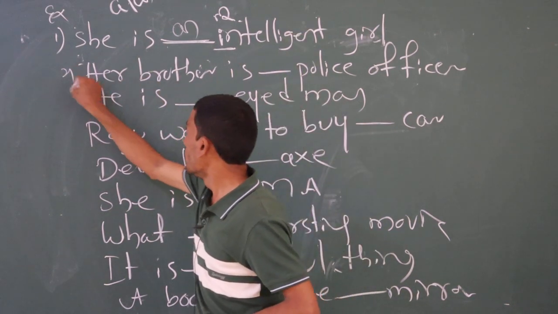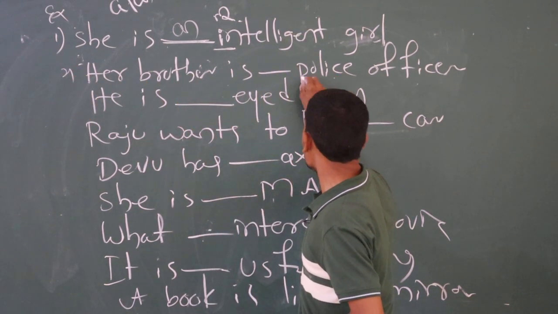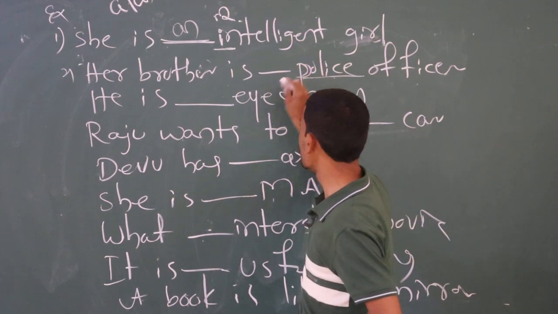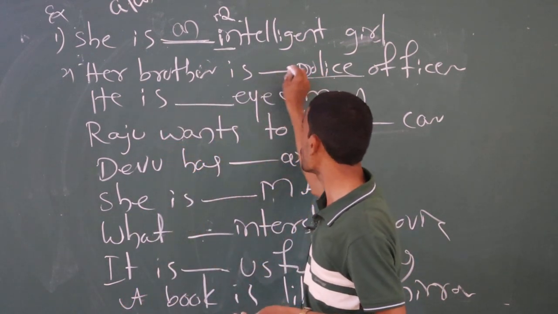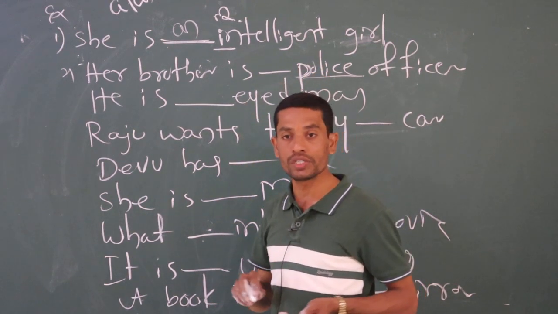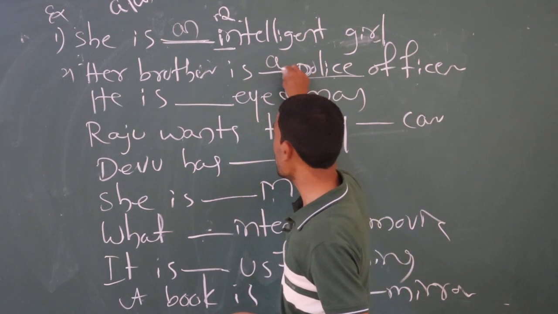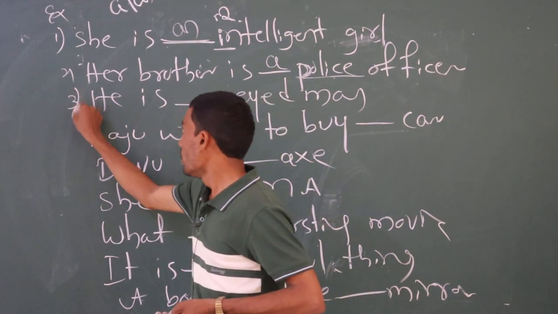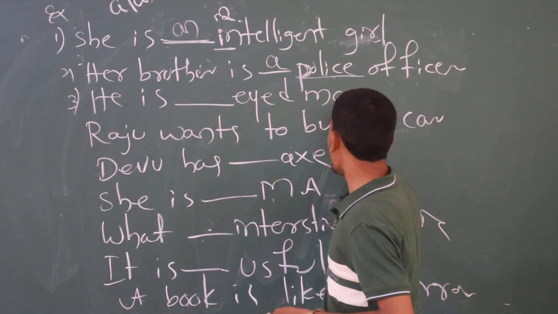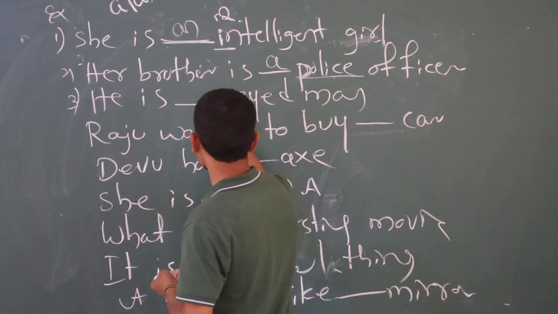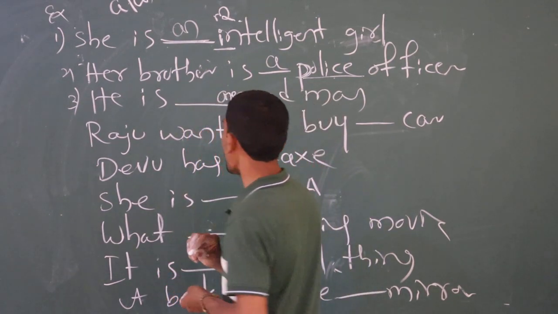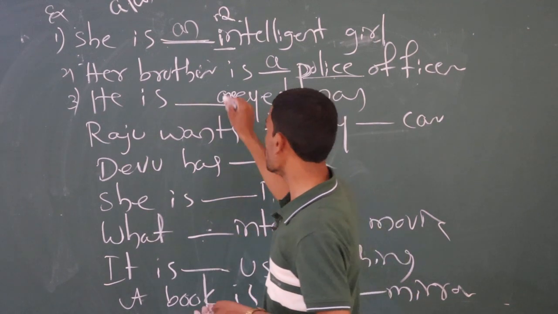And second one, her brother is a police officer. P, this is a consonant. Before a consonant we have to use a article. And third one, he is dash one-eyed man. He is a one-eyed man.